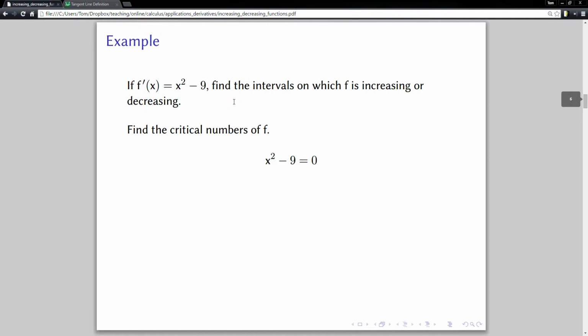All right, so I have the derivative here. If I had the original function f, I'd have to take the derivative and do all that. But here I have the derivative and it's a polynomial. So I can set it equal to 0 and solve that equation out, by adding the 9 to both sides and then square rooting. I get x equals plus or minus 3. And since this is a polynomial, the domain is all real numbers. And so both 3 and minus 3 are critical numbers.